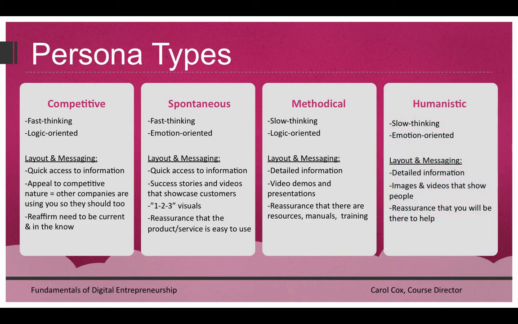Finally, there are humanistic persona types. So these people are also slow thinking, like methodical personas, but they tend to be influenced more by emotion. So for them, you also want a lot of detailed information in your messaging. And like the spontaneous people, you're going to want a lot of images and videos that show people in them. So customers of yours or people who would use your product or service. And again, reassurance that you will be there to help them.